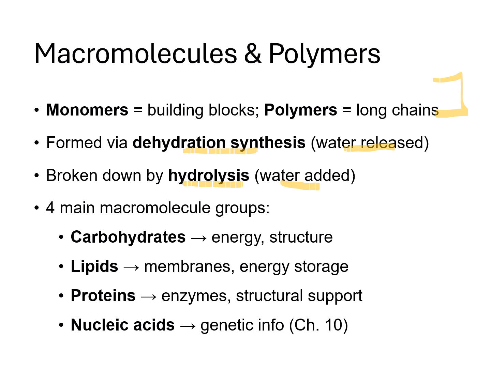In this chapter, we'll look at different macromolecule groups. There are actually 4: carbohydrates, which are used for energy and structure; lipids, for membranes and energy storage; proteins, which are often enzymes and offer structural support; as well as nucleic acids like our DNA and RNA for genetic information. But this one we're going to look at in chapter 10. So this chapter will look at the first 3.